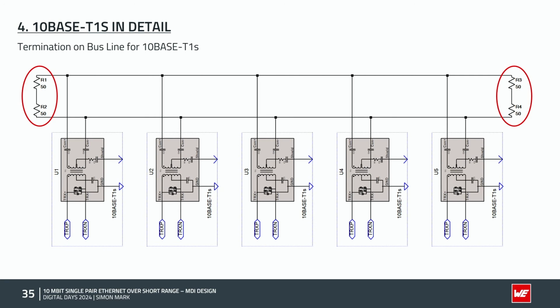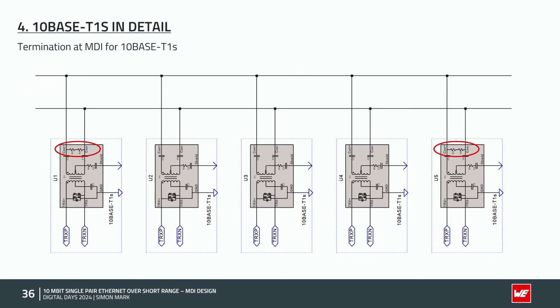One additional point for 10BASE-T1S is the termination on the bus line. According to the standard and also in the PHY chip datasheet, it is mentioned that you have two options to match your bus line. One option is on the bus line: on both ends you implement 100 ohms and put it on the bus line, every circuit or every device, and then you have an established terminated bus line.